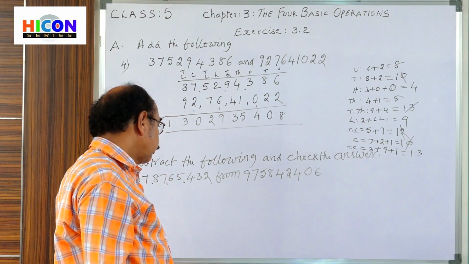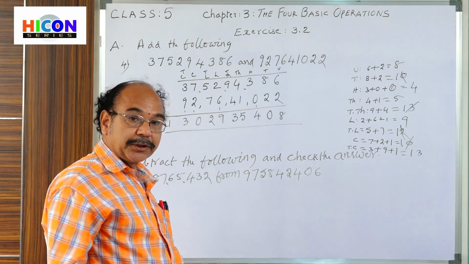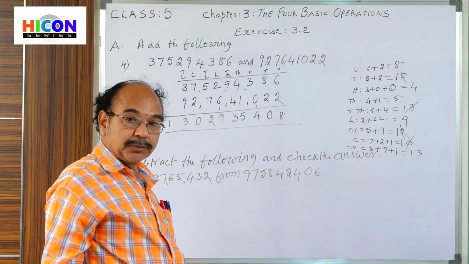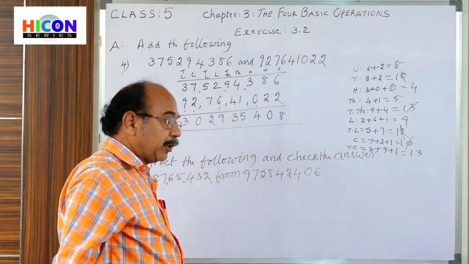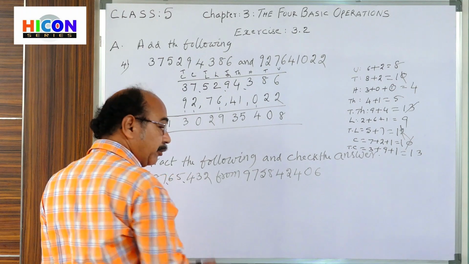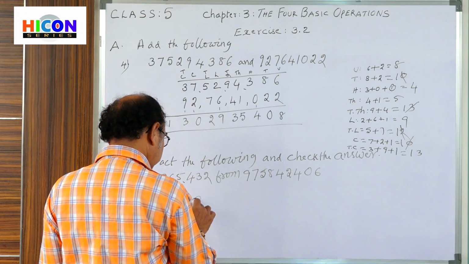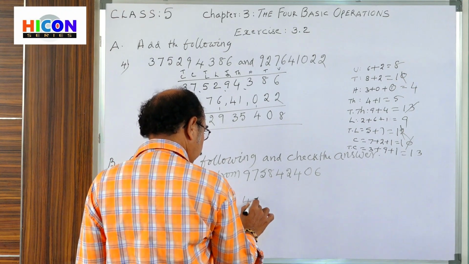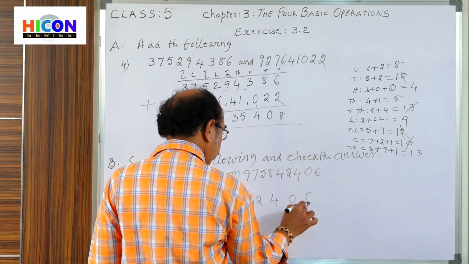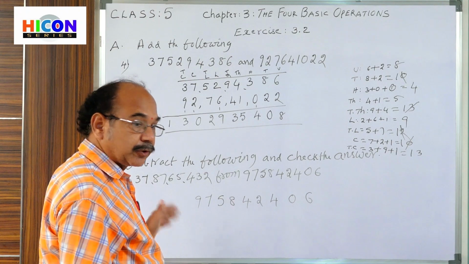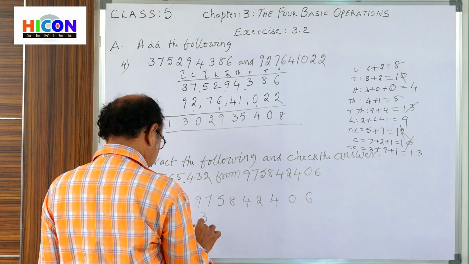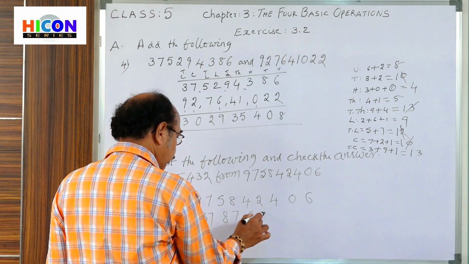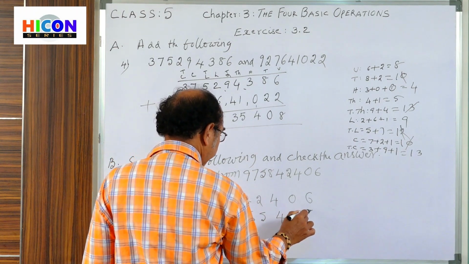Okay, so in the subtraction, we write the big number first. Under the big number, we write the small number. That's why write the big number according to place values. So, children, here 9, 7, 5, 8, 4, 2, 4, 0, 6. Under this, the small number: 37 crores, 87 lakhs, 65,430.